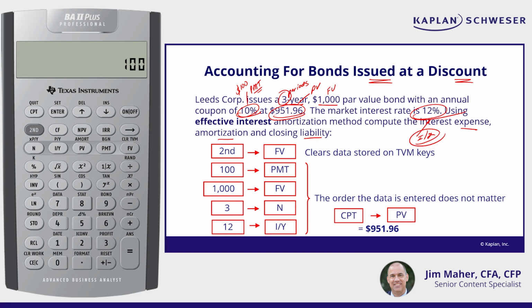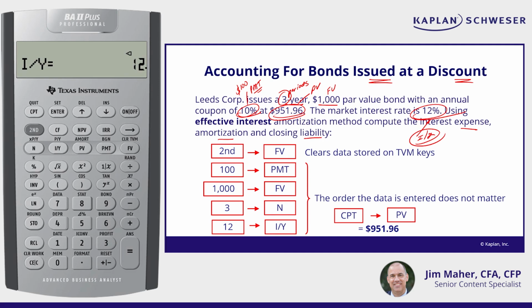So we have 100, that's going to be our payment. We have our 1,000, which is going to be our future value, right? Then we have 3. Remember, this is an annual bond. Do not confuse that with our prior discussion on the semi-annual bond. 12%. It's going to be our interest rate.